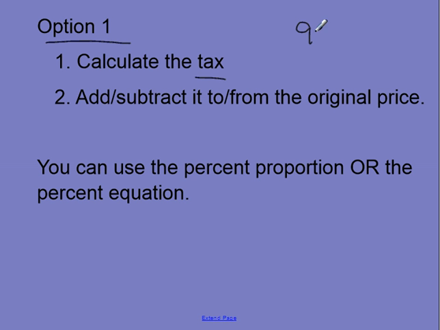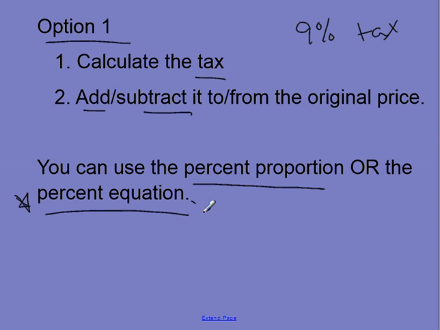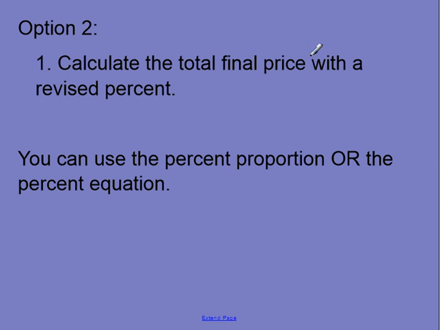For example, it might be a 9% tax. So you would take 9% of the original price, and then step two, add it to or subtract it from the original price to get your final answer. That'll make more sense as we go through a problem, I promise. You can use either the percent proportion or the percent equation to solve these. I think by now you know that I think the percent equation is a little bit easier, but if you have been finding that the percent proportion is better for you, that is fine as well.